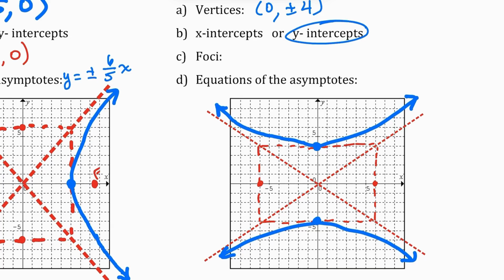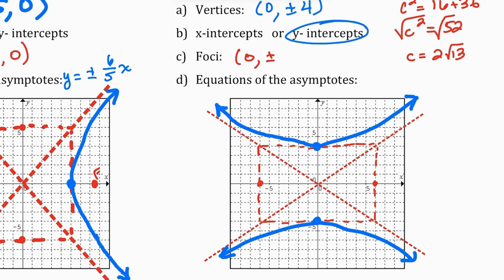For my foci, I'm using that new equation, c squared equals a squared plus b squared. Our denominators are 16 and 36. So if you add those up, you end up getting 52, which if you square root, you can actually simplify. 52 is 4 times 13, so you get 2 root 13. So our focal points are going to be at 0 and plus or minus 2 root 13.